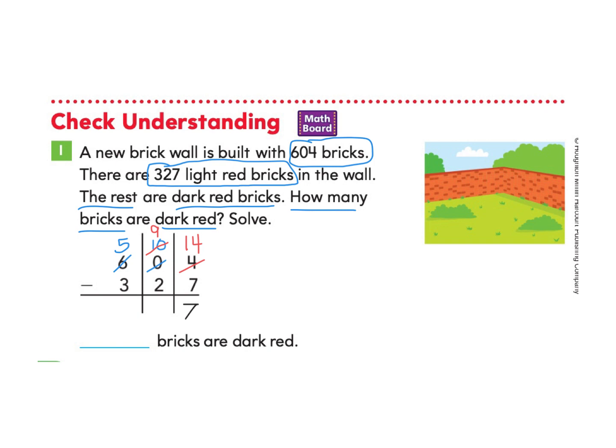And then we're going to the tens column, 9 take away 2, that's going to give us 7. And then the last part, the hundreds column, 5 take away 3, that's going to give us 2. So the answer is 277 bricks are dark red. Great job. As always, you can go back and rewatch this video, and you can pause along the way anytime as needed.